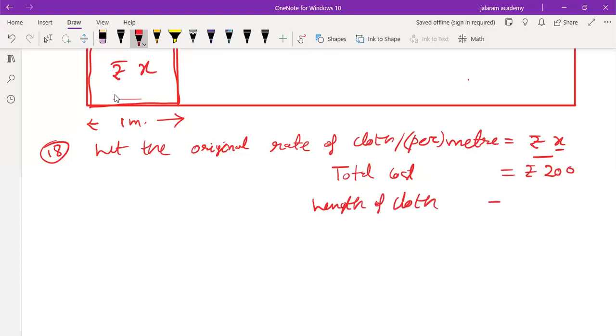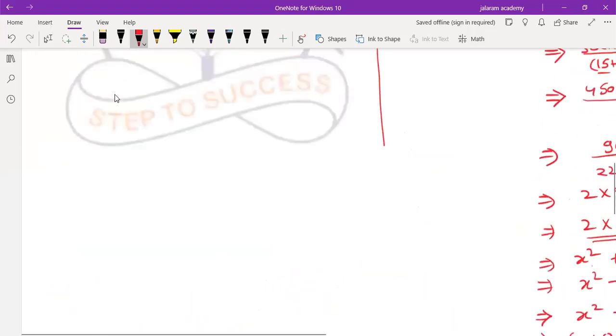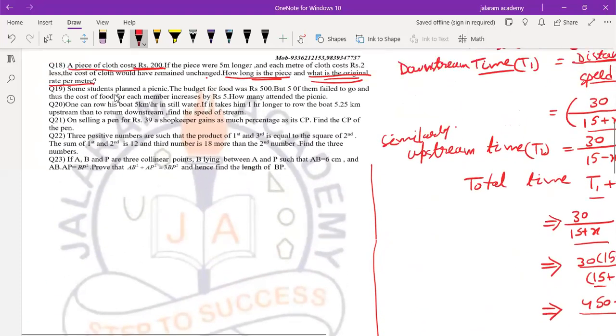Length of cloth will be obtained by total cost upon cost per meter. Now total cost is 200 and cost per meter is X. So length of cloth is 200 by X meter. And now we will start solving the question by reading the next condition.